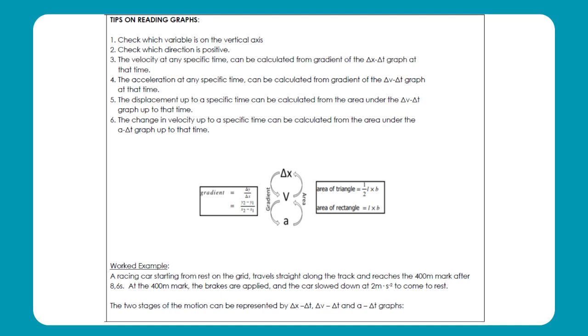Worked example. A racing car starting from rest on the grid travels straight along the track and reaches the 400 m mark after 8.6 s. At the 400 m mark, the brakes are applied, and the car slows down at 2 m·s⁻² to come to rest. The two stages of the motion can be represented by Δx–Δt, Δv–Δt and a–Δt graphs.